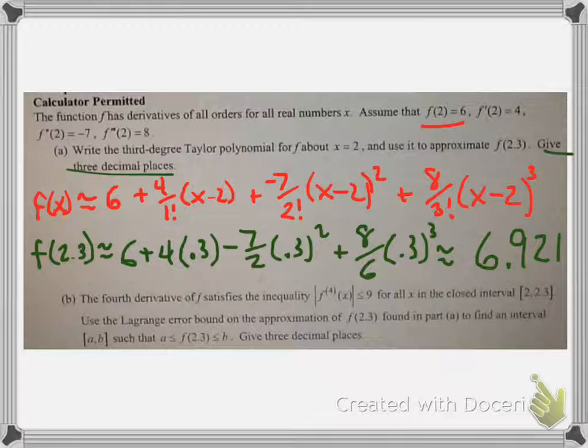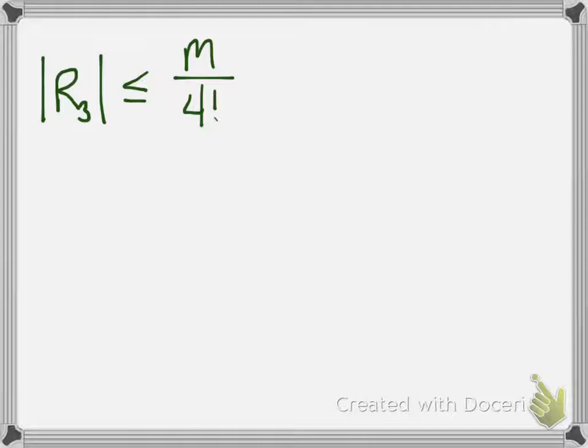Okay, so I'm going to get a clean sheet here. So what do we know? We know that the magnitude, now we're using a third degree Taylor polynomial, so this is the magnitude of R sub 3, which is going to be less than or equal to M over 4 factorial, 3 plus 1, times the absolute value of x minus 2 raised to the 4th power. So the only things we need to identify now are M and x.